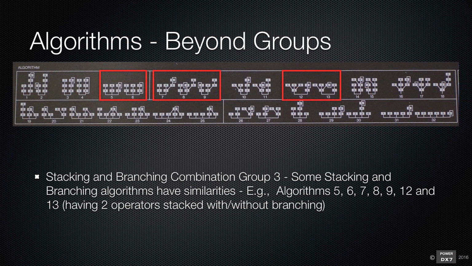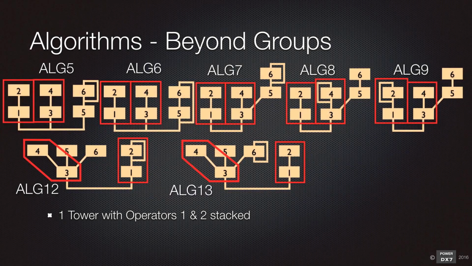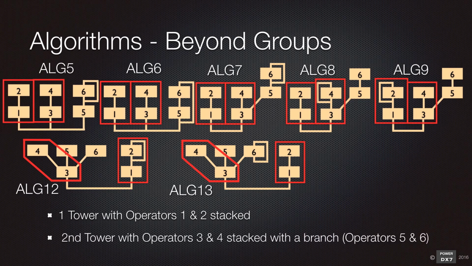The third one is stacking and branching combination group 3. They all have 2 operators stacked with or without branching. These algorithms have the first tower with operators 1 and 2 stacked on top of each other, with a minor difference in the location of the feedback loop. The second tower is made up of operators 3 and 4 stacked on top of each other, with a branch which is made up of operators 5 and 6.